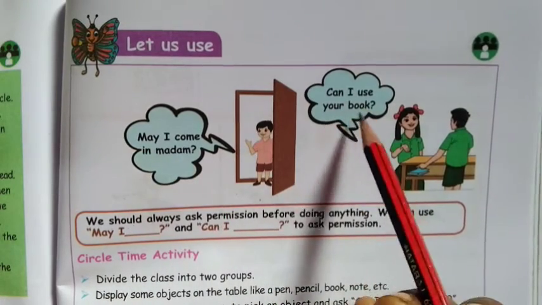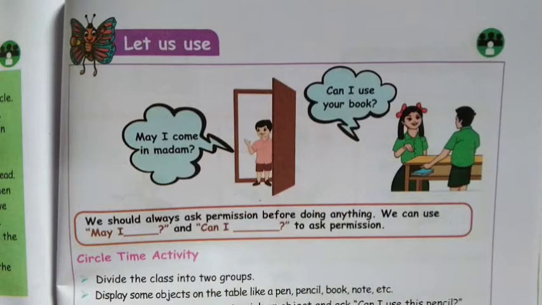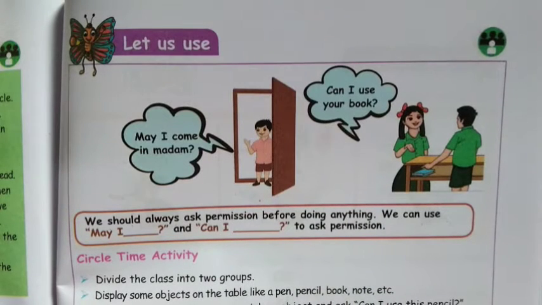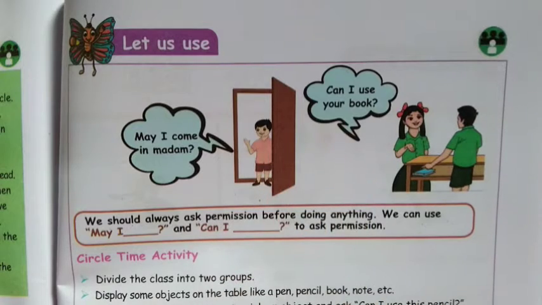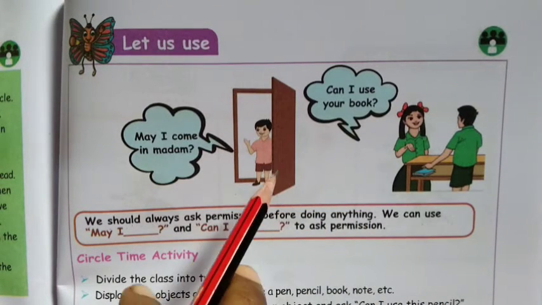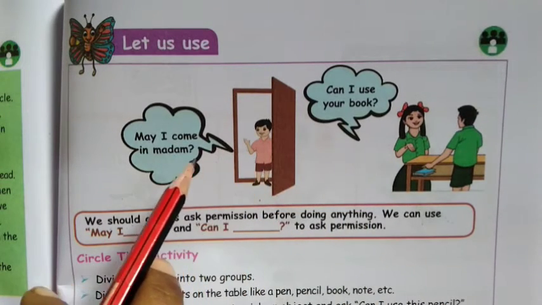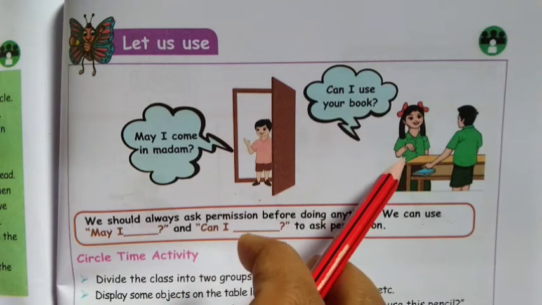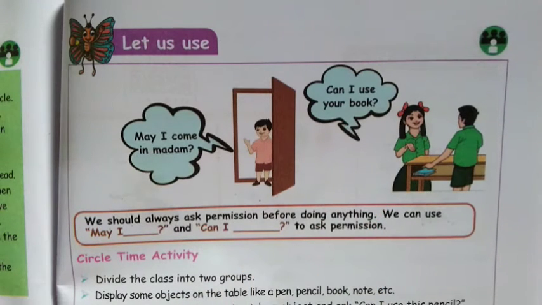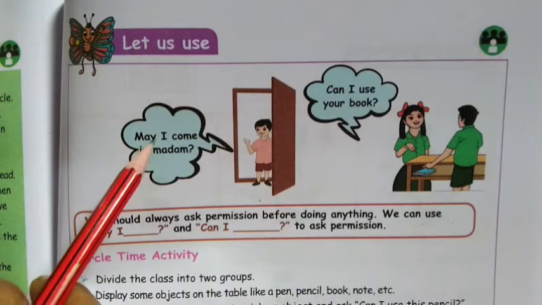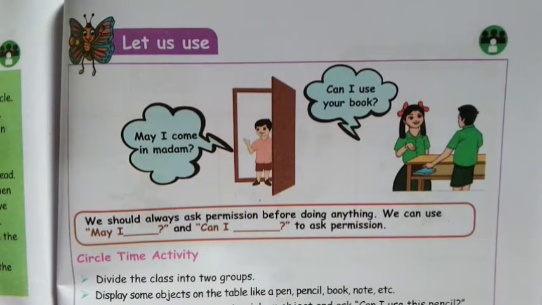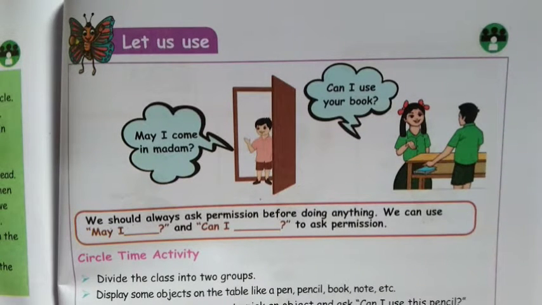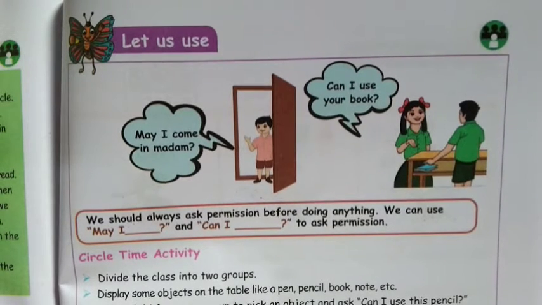Can I use your book? From these two sentences, what do you understand? Both of them ask permission. Right? This boy asked permission to come inside. And this girl asked permission to use the book. So these two words, may and can, are used to ask permission. Okay.